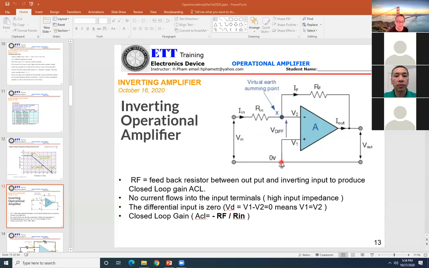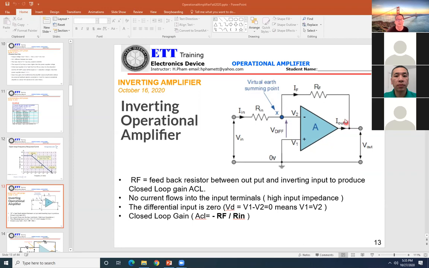Okay, this is a physical ground. That means you need a wire connecting from the input V1 to the ground. However, at V2, the point right here, it is not connected directly to the ground, but it is still 0. So that's why they call it virtual. So the current going from Vin goes to Rin, and it cannot go into the op-amp. It will go through RF and go to the output here.